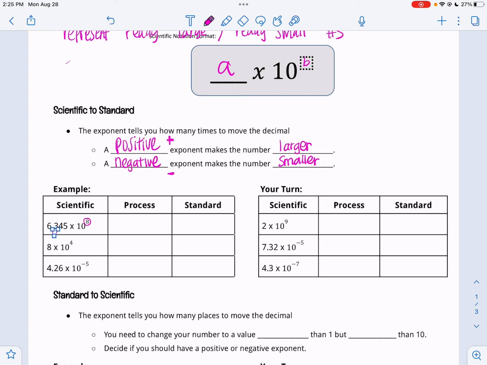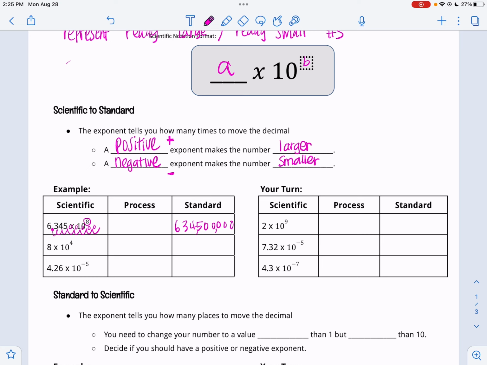1, 2, 3, 4, 5, 6, 7, 8. And I'm going to fill in the zeros into the bunny hops. And here I have my number. Make sure to count your decimals. And here we go.